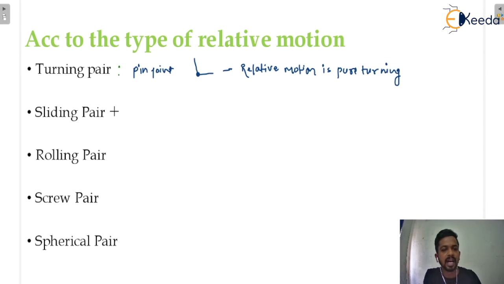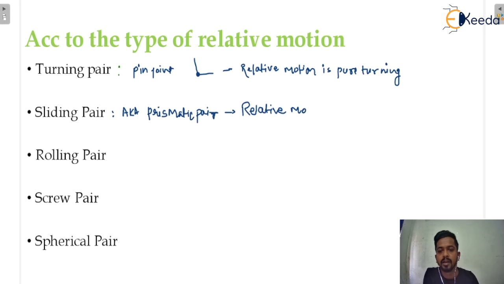Sliding pair is also known as prismatic pair. What is the meaning of sliding pair? You can see here, in the sliding pair, the relative motion is pure sliding.